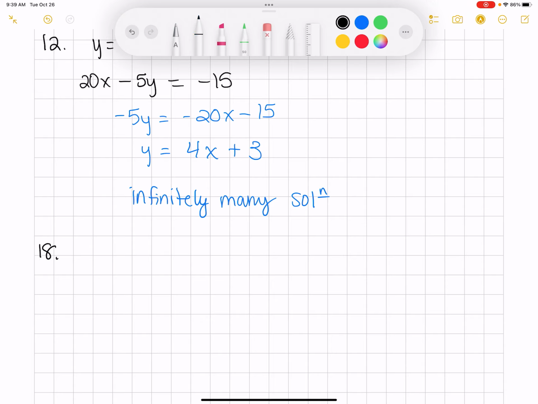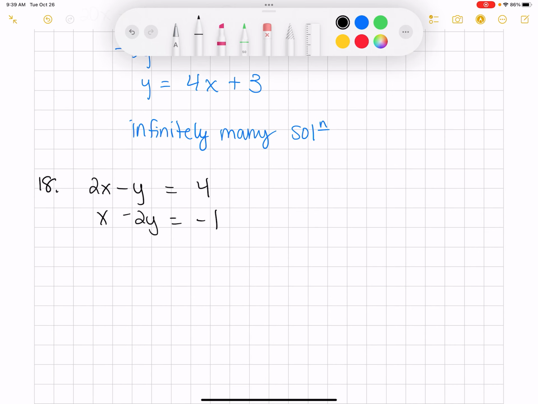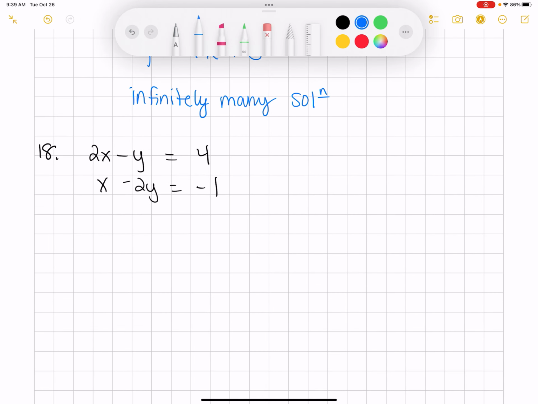So, let's see, number 18: 2x minus y is equal to 4, and x minus 2y is equal to negative 1. This one, we can look at a couple different ways. We can rewrite these in y equals mx plus b form and look at the slopes and have a pretty good idea of what's happening. Or you can go about the other methods if you remember how to do substitution and elimination. But let's do the method as if we were to graph them.